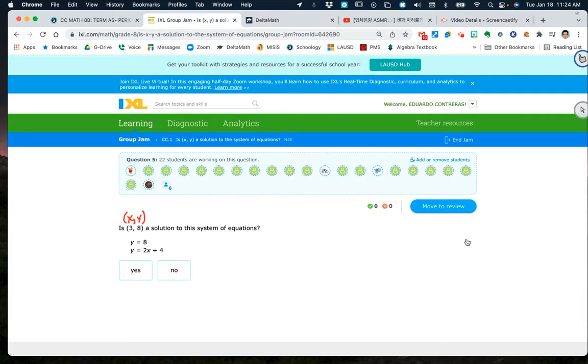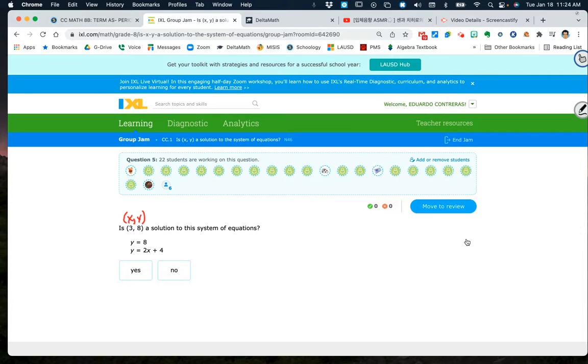Okay, ooh, this isn't very hard actually. I did the hardest one last time and it was pretty hard. Okay, well, let's just try it. So we've got y equals 8, and we're testing 3, 8. So write the equations, y equals 8. Remember, that's going to be a horizontal line at 8 when we graph it. And y equals 2x plus 4.